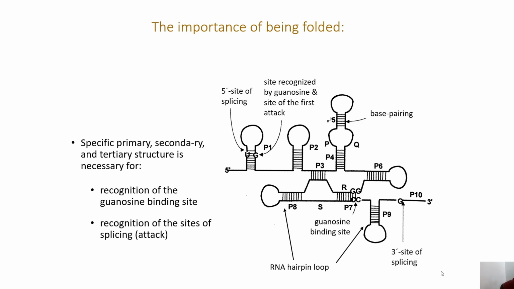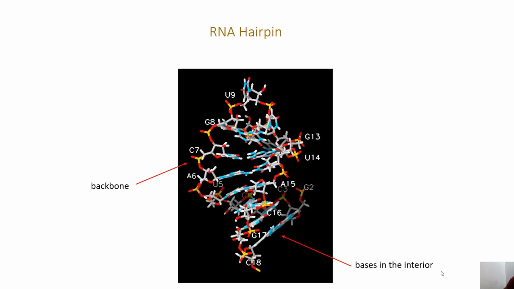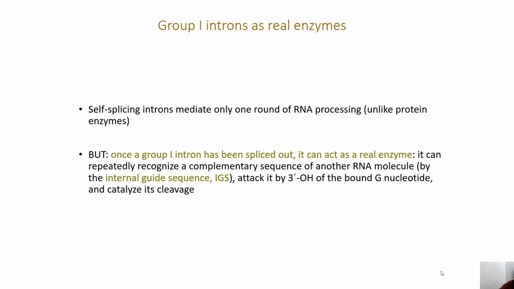Now, what is the importance of being folded? Specific primary, secondary, and tertiary structure is necessary for recognition of the guanosine binding site and recognition of the sites of the splicing. This is the 5' splice site, the splicing site recognized by guanosine, the site of the first attack, and base pairing and all of that. This is an RNA hairpin.